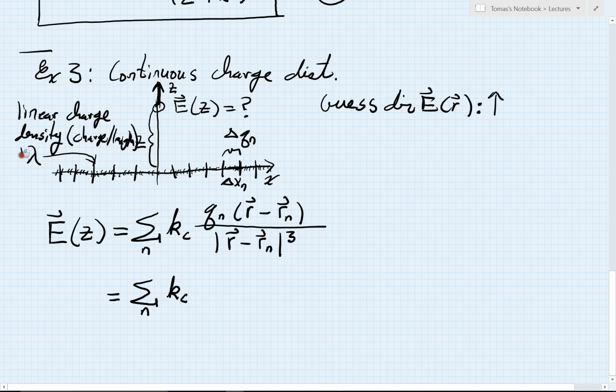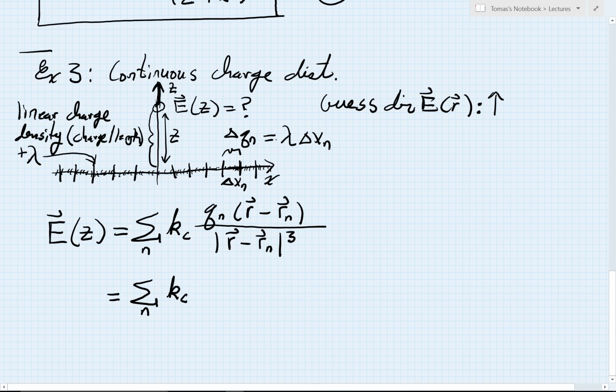And in fact, let's keep in mind we're going to make this a positively charged wire for our example. Now I see this got a little messy, so let me just patch that up. Charge per length. And this distance here is going to be z. Very good. So if lambda is in coulombs per meter, charge per length, the way I can get the charge in a little chunk is to calculate charge equals charge per length times length. So delta Qn should be lambda times delta x sub n.